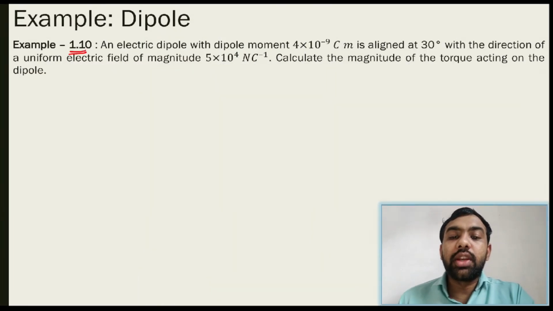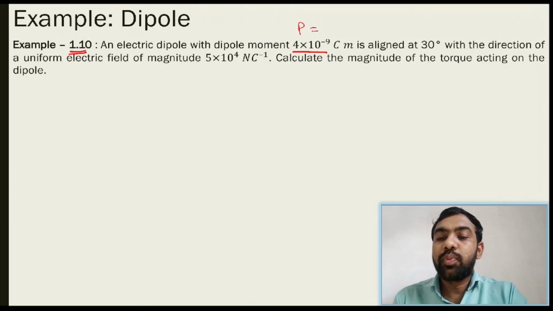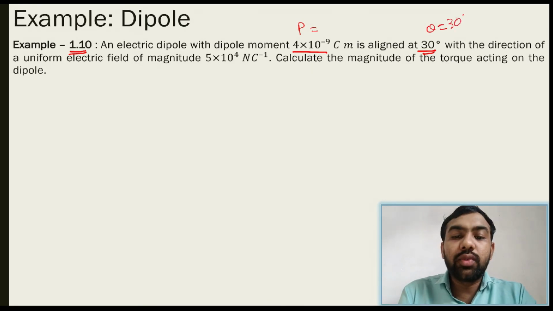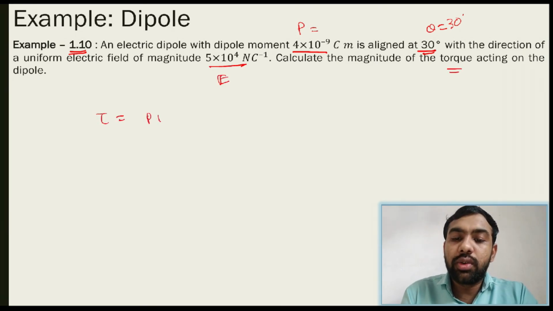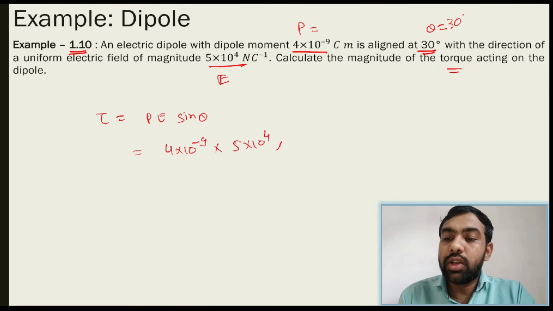Example number 1.10. An electric dipole moment P is equal to this, aligned at this angle. So theta is equal to 30 degrees with the direction of a uniform electric field, E equal to this. Calculate the magnitude of torque. So torque is equal to pE sin theta. So 4 into 10 raised to minus 9 into E, 5 into 10 raised to 4, into sin 30. Put in these values and get the answer.